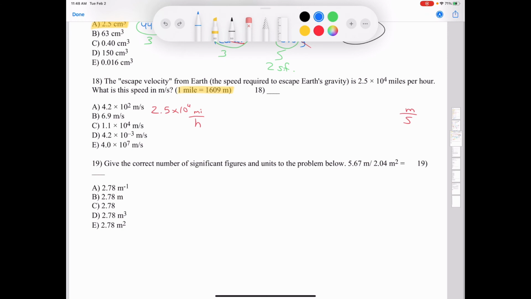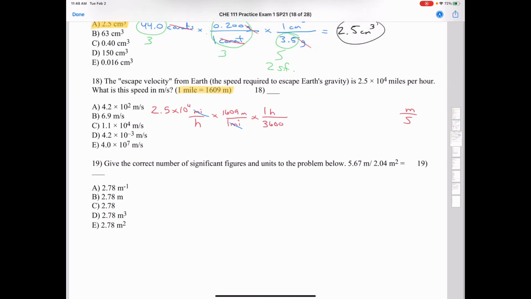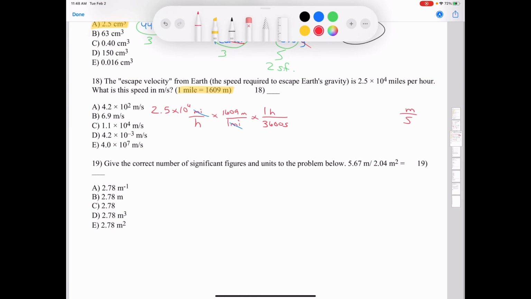Well, let's start by converting the miles into meters. And we have the conversion factor to do that. We know that in 1 mile, we have 1,609 meters. Look, my units of miles cancel out. If I was to multiply these two numbers, I would have units of meters per hour, but I want meters per second. And we know that in 1 hour, we have 3,600 seconds. And if you're wondering how I got that, well, there's 60 seconds in a minute and there's 60 minutes in an hour.